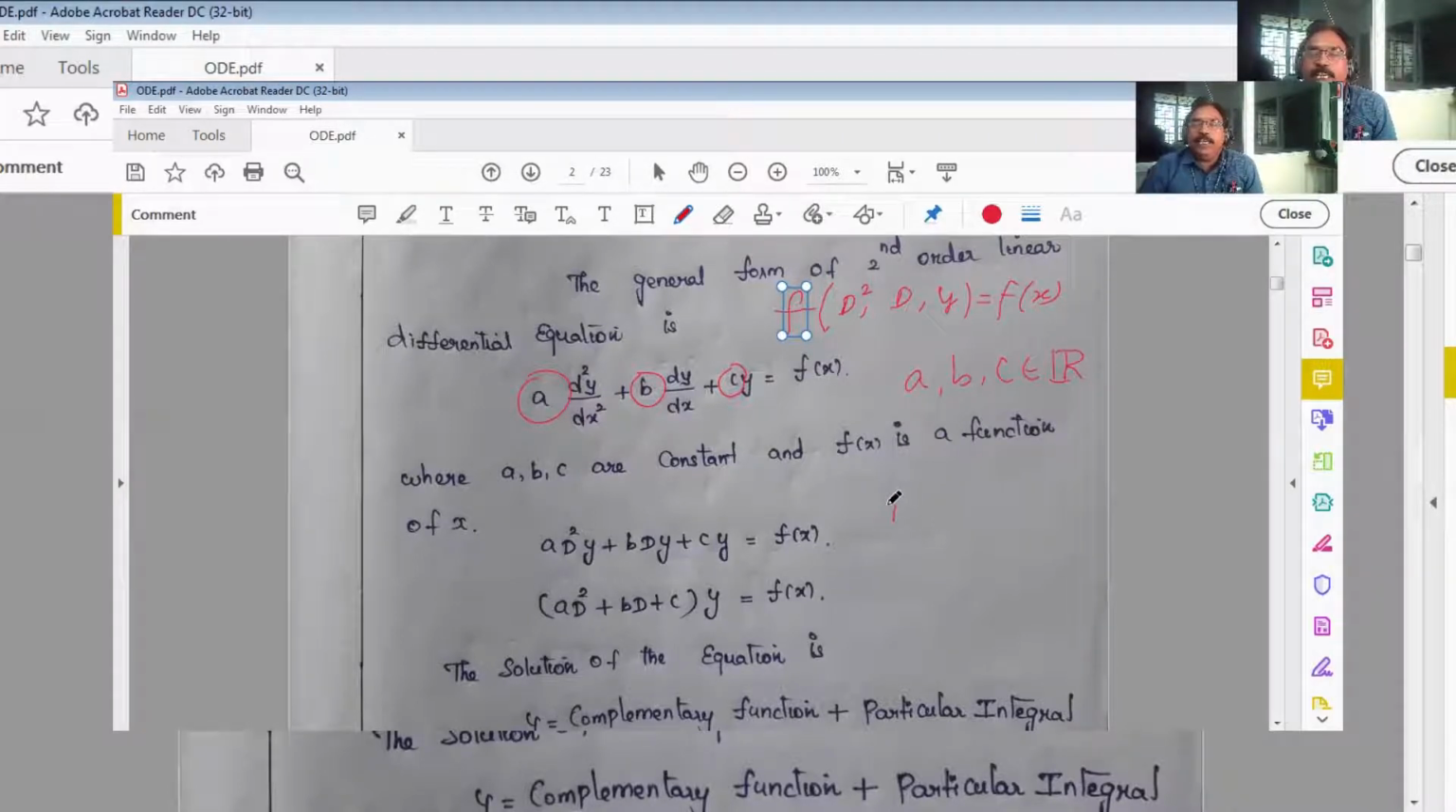Capital D is d by dx. We denote this, right? We are so lazy. We want to solve the problem easily. This is a notation. When we say 1 by D, carefully, it is known as integral with respect to dx. Right? You have seen.